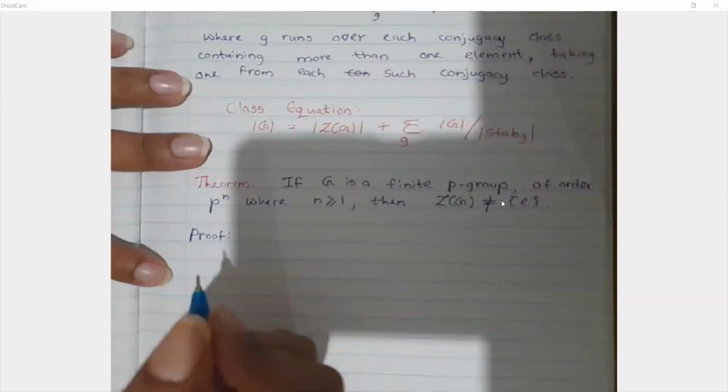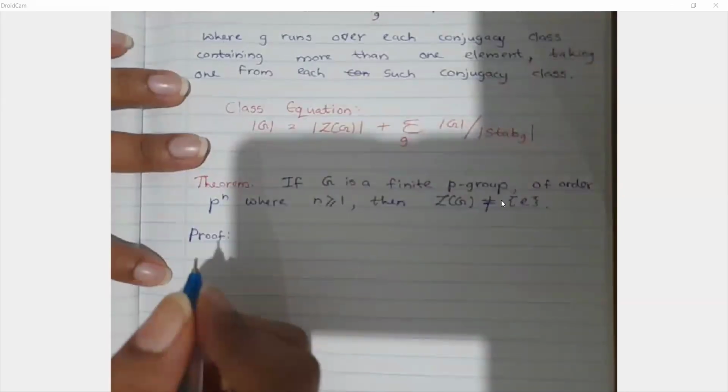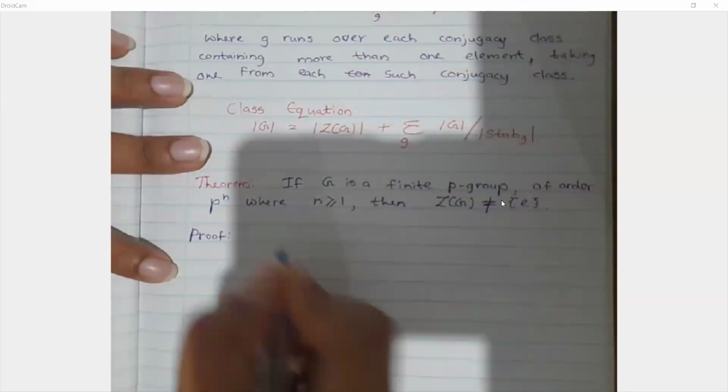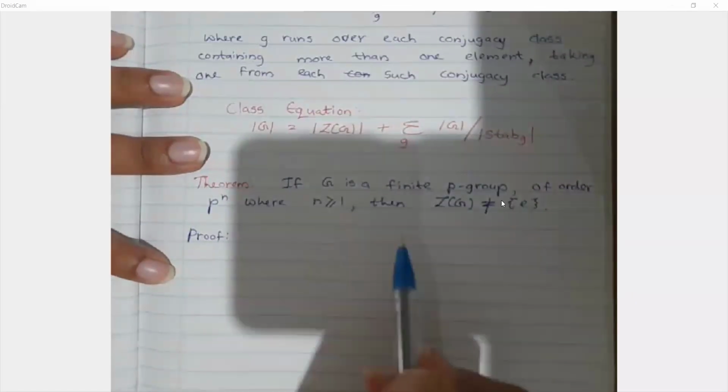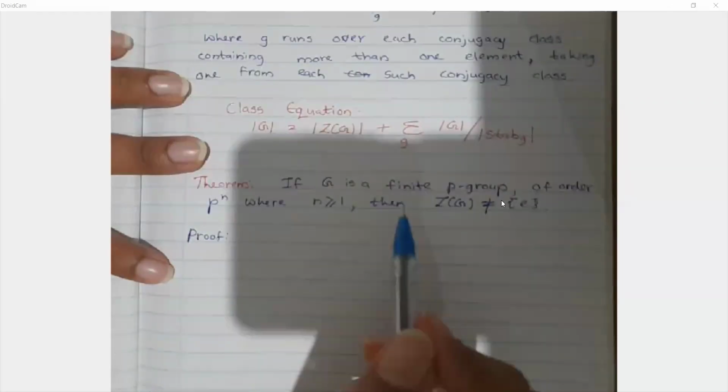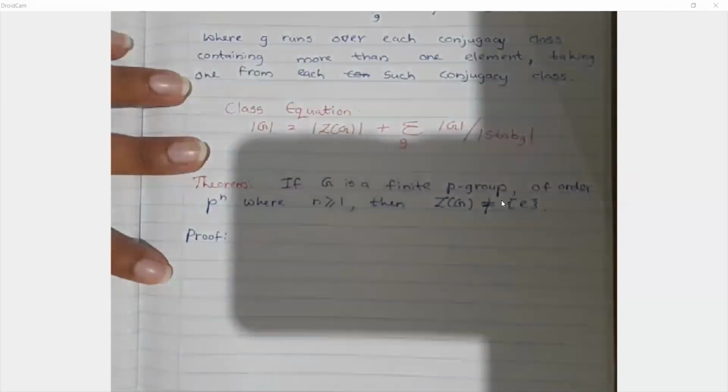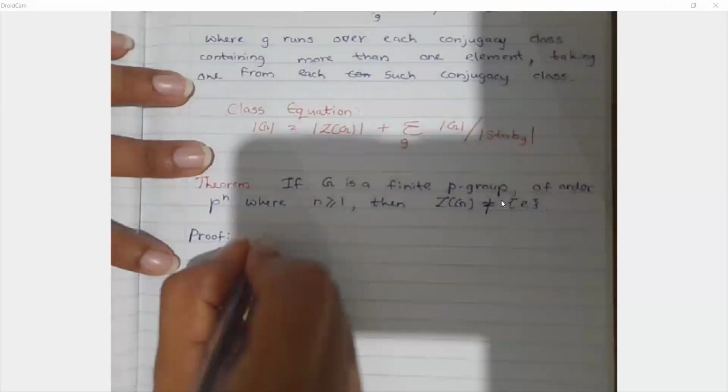Right. Now, G is finite, and from the statement itself, because n is at least 1, we know that G is non-trivial. Therefore, the order of G is greater than 1. It has to have an element other than the identity, at least 1, right? So let me write it all out.